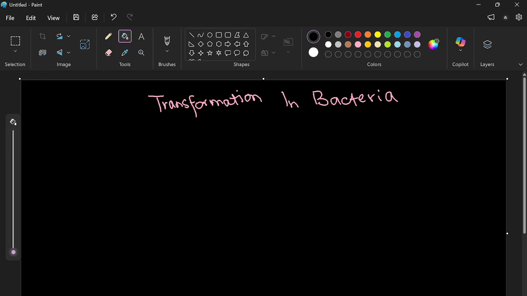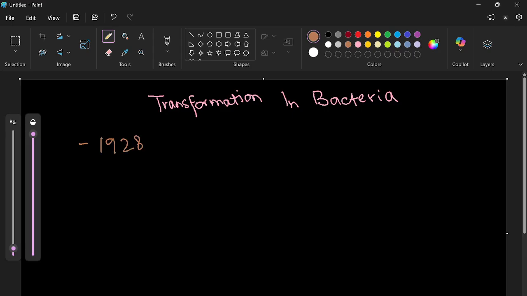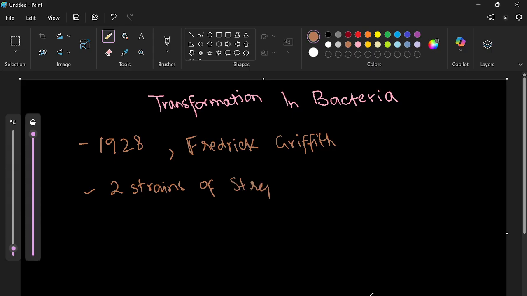In 1928, there was a scientist named Frederick Griffith, and he was doing some experiments. He was working with two strains of Streptococcus pneumoniae. As you may have heard, this is the bacterium which causes pneumonia.